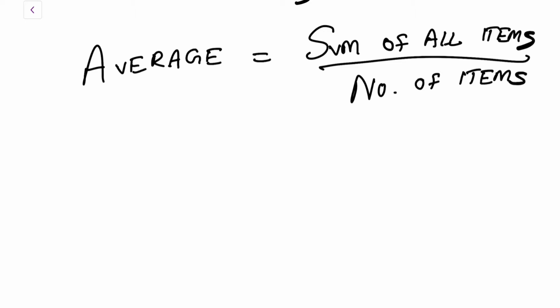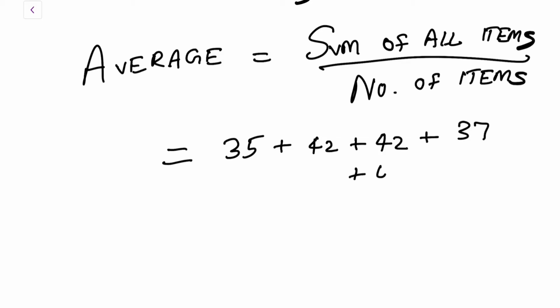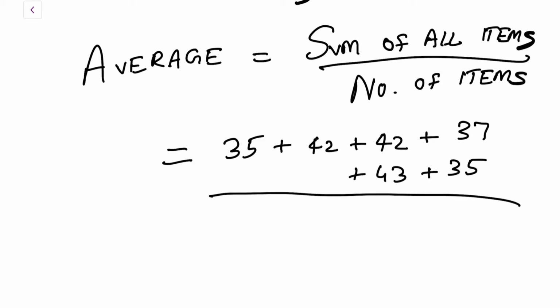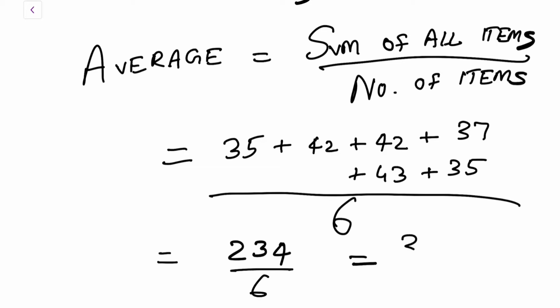So, what is the sum of all items? You need to add up all the attendance for 6 days. That is 35 plus 42 plus 42 plus 37 plus 43 plus 35. This is the sum of all the items. What about the number of items? They said the attendance is for 6 days, so it's divided by 6. This comes to 234 divided by 6, which is 39. That is your average. That means roughly or approximately the attendance for every day of the week was 39. That is what average is.